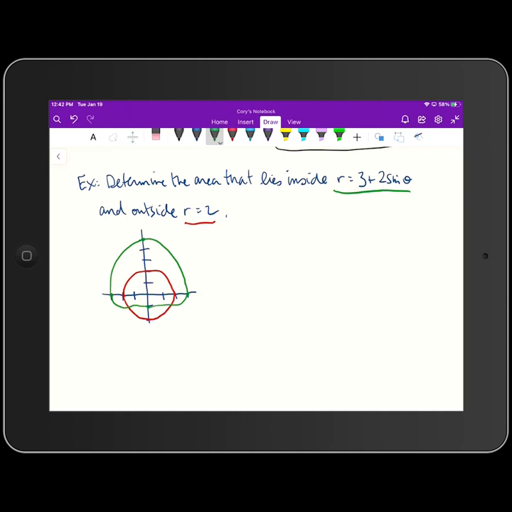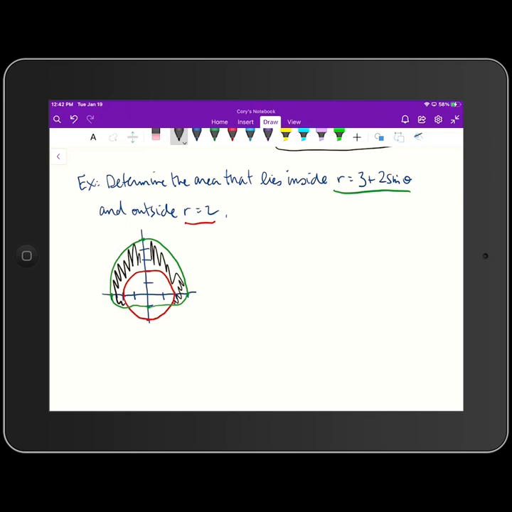Okay, so the area that we are trying to calculate is the area that lies inside the curve in green, but outside the curve in red. I'm going to go ahead and shade this in black. It's going to be that area right there.